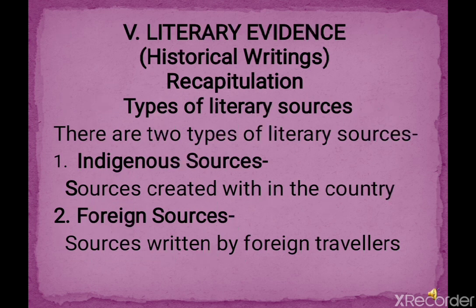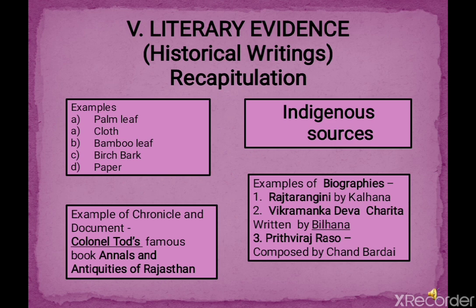But before starting the new topic, first of all, we will revise different types of literary evidence or historical writings. In previous video, part 4, we saw there are two types of historical writings. Number 1, indigenous sources. Number 2, foreign sources. In indigenous sources, we saw during the medieval period manuscripts were written by hand on palm leaf, cloth, bamboo leaf, birch bark, and paper. These sources were of two types.